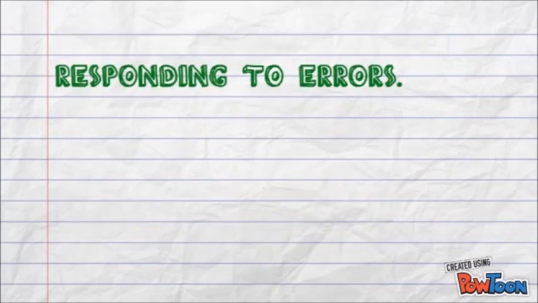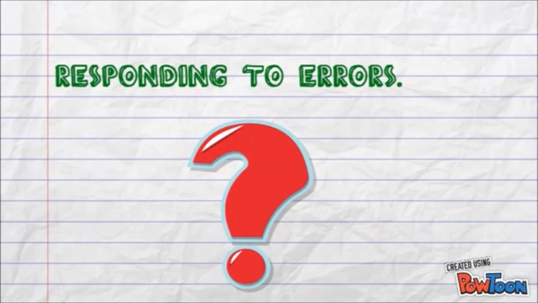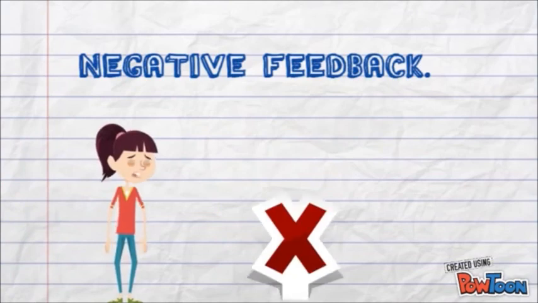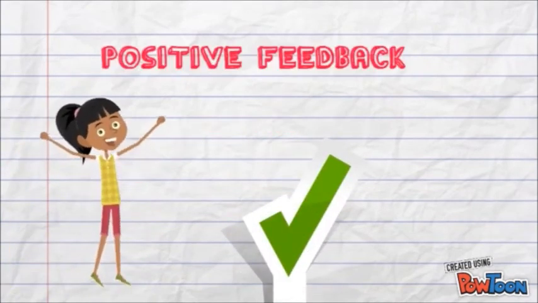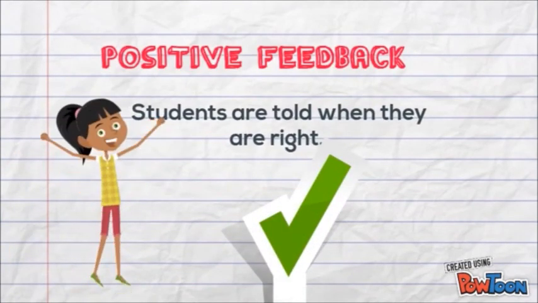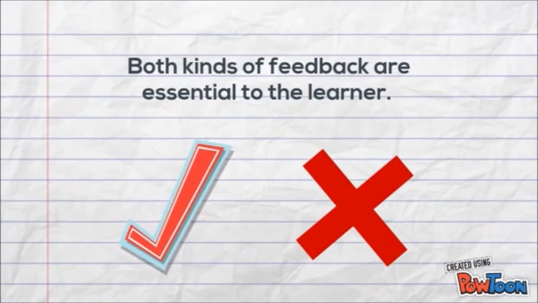Now let's talk about responding to errors. The author explains that there are two kinds of feedback, the negative and the positive. The negative feedback is when the teacher emphasizes just the errors of the speakers. Positive feedback is when students are told when they are right. So the author concludes that both kinds of feedback are essential to the learner because positive feedback encourages students to continue learning the language, but negative feedback encourages the student to correct the errors or mistakes that he is making.